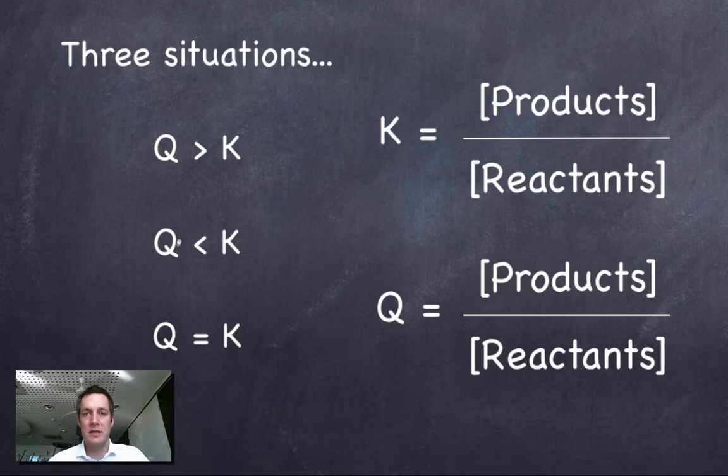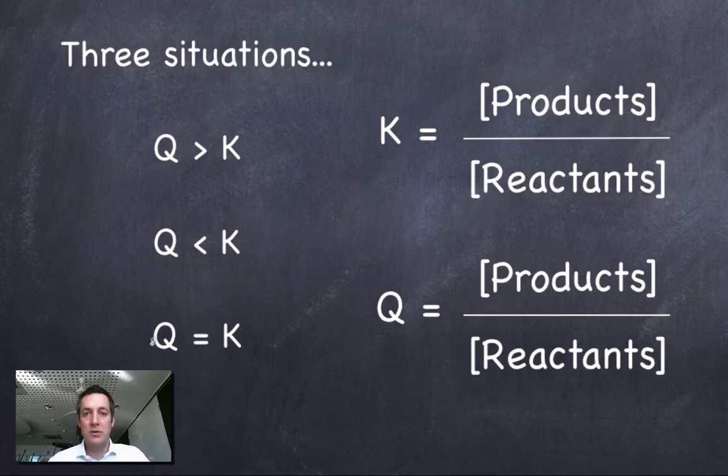If Q was less than K, then this ratio here is smaller than that ratio there. In other words, there are fewer products or more reactants than we would expect at equilibrium. And in that case, what would this system do? Well, it would move toward the product side. In other words, it would shift to the right so that it could establish itself at equilibrium again, with the ratio as it should be at equilibrium.